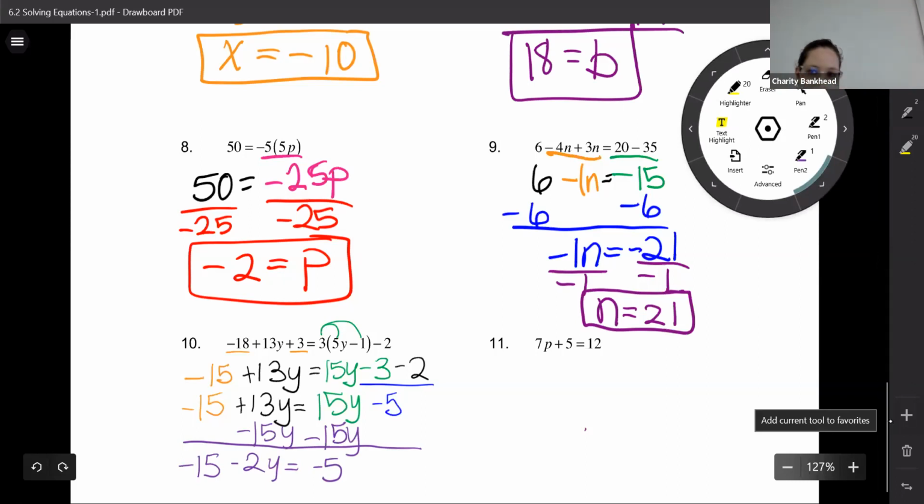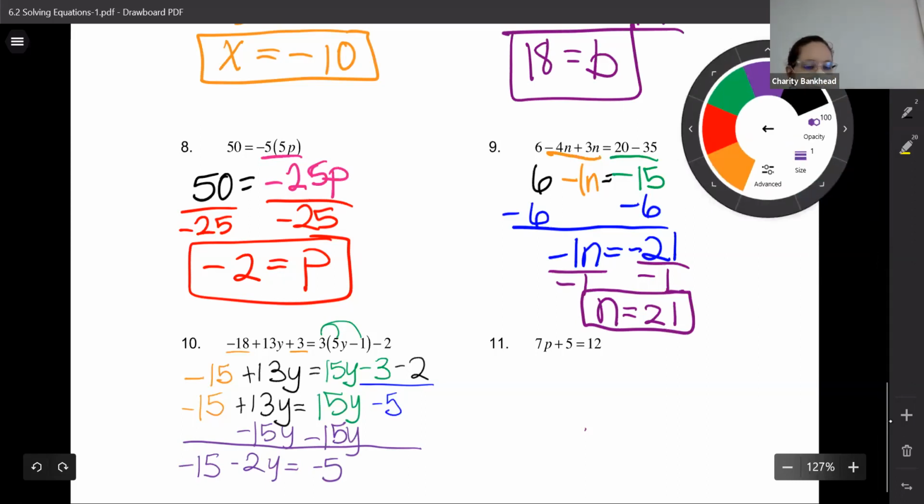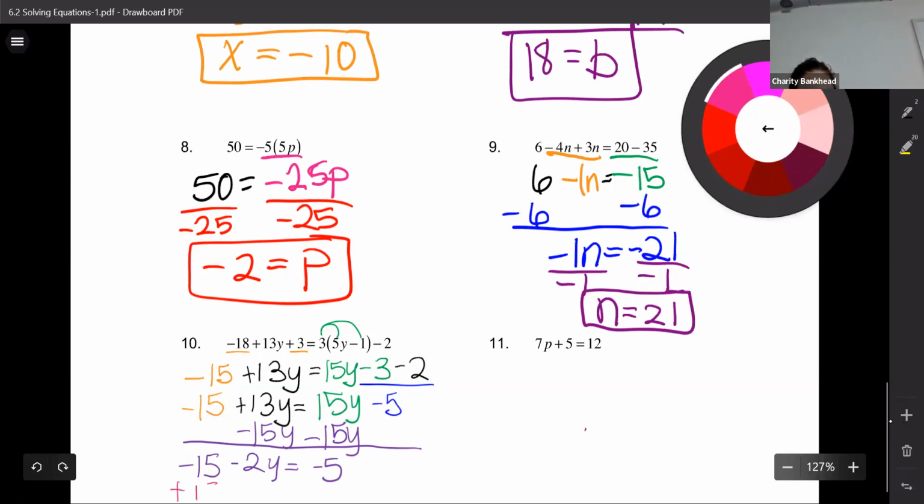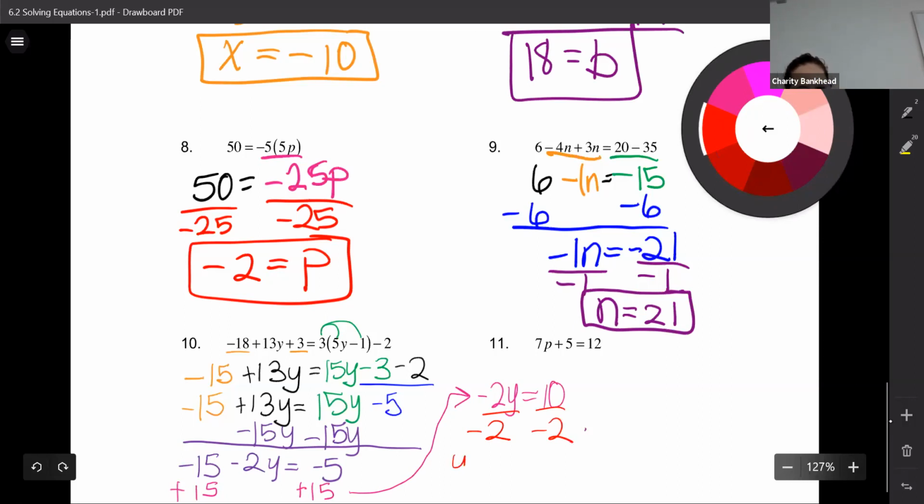Okay, so let's see, I need to get y by itself. So I'm going to need to add 15 to both sides. All right, so that will give me negative 2y equals 10. And then I will divide both sides by negative 2, which would give me y equals negative 5.